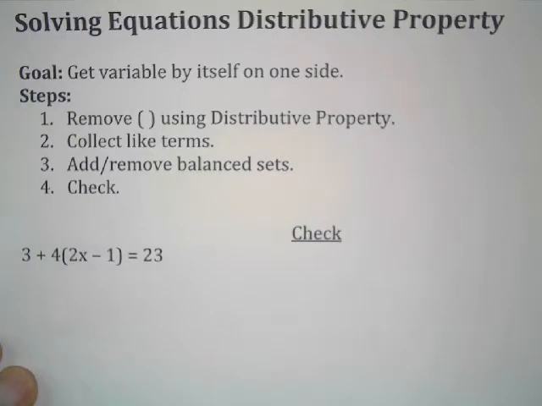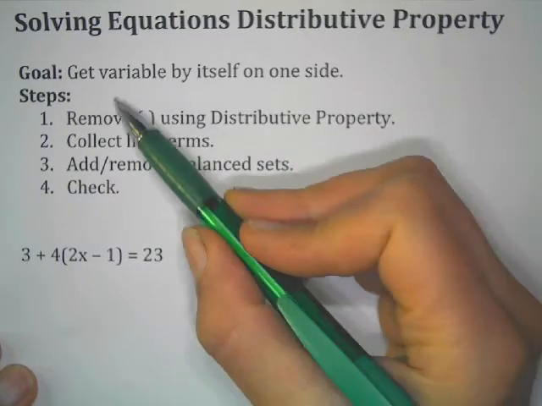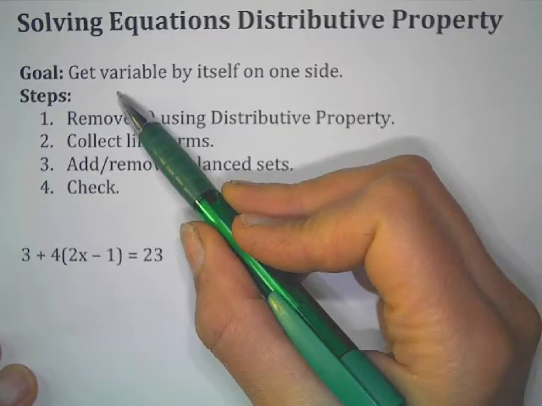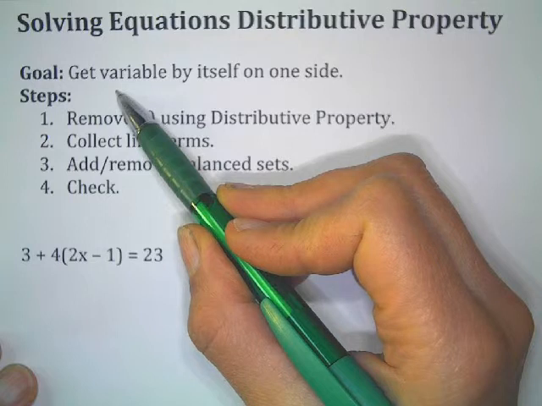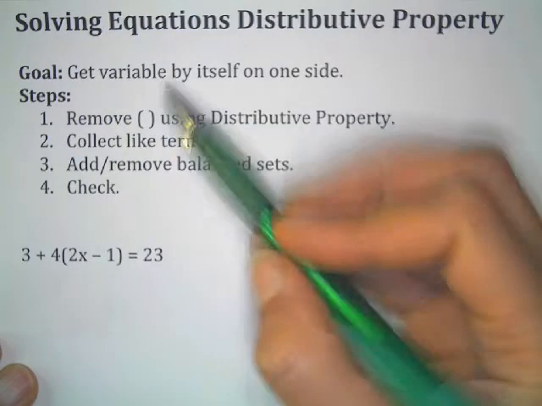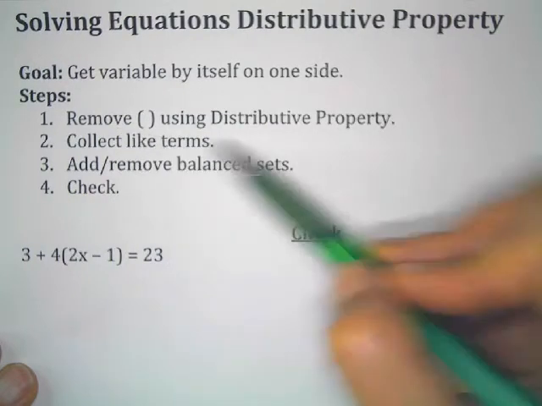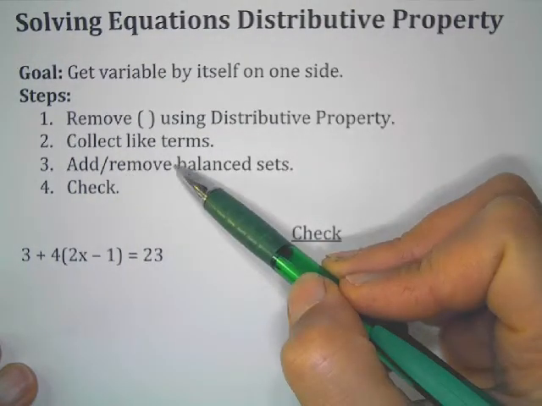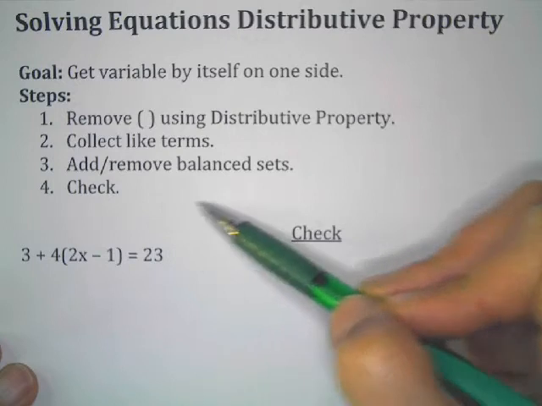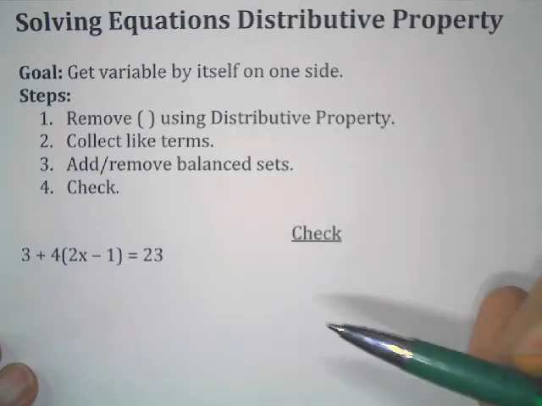So this is an intro into solving equations that have parentheses, and hence having to use the distributive property. Just a quick reminder, your goal is to get the variable by itself on one side and the constant on the other side. Some basic steps to follow that would be helpful: remove any parentheses using the distributive property, collect like terms, add and remove any balance sets, and then always check.